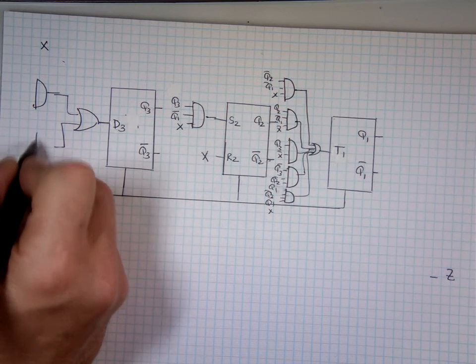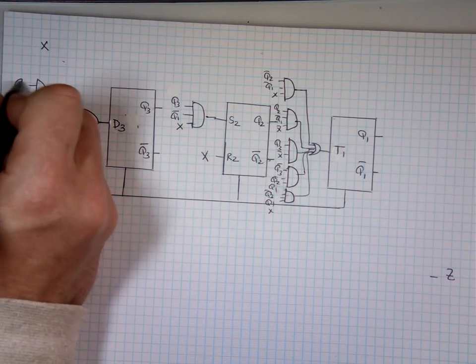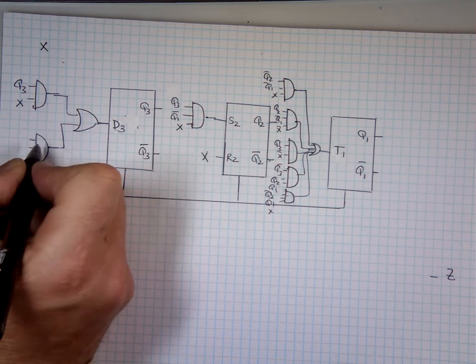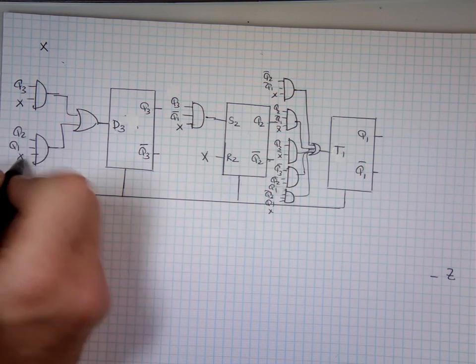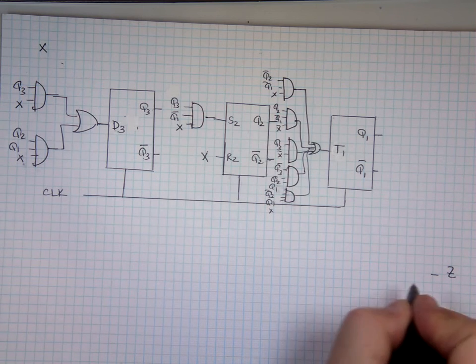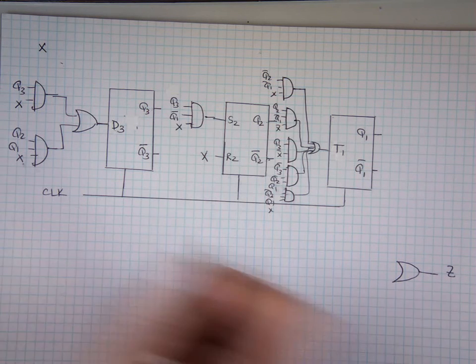And what's going here? Q3 and X. And from here we have three things. Q2, Q1, and X. And finally my output here, Z, which is an OR gate. And what's attached to that OR gate? 4 AND gates.